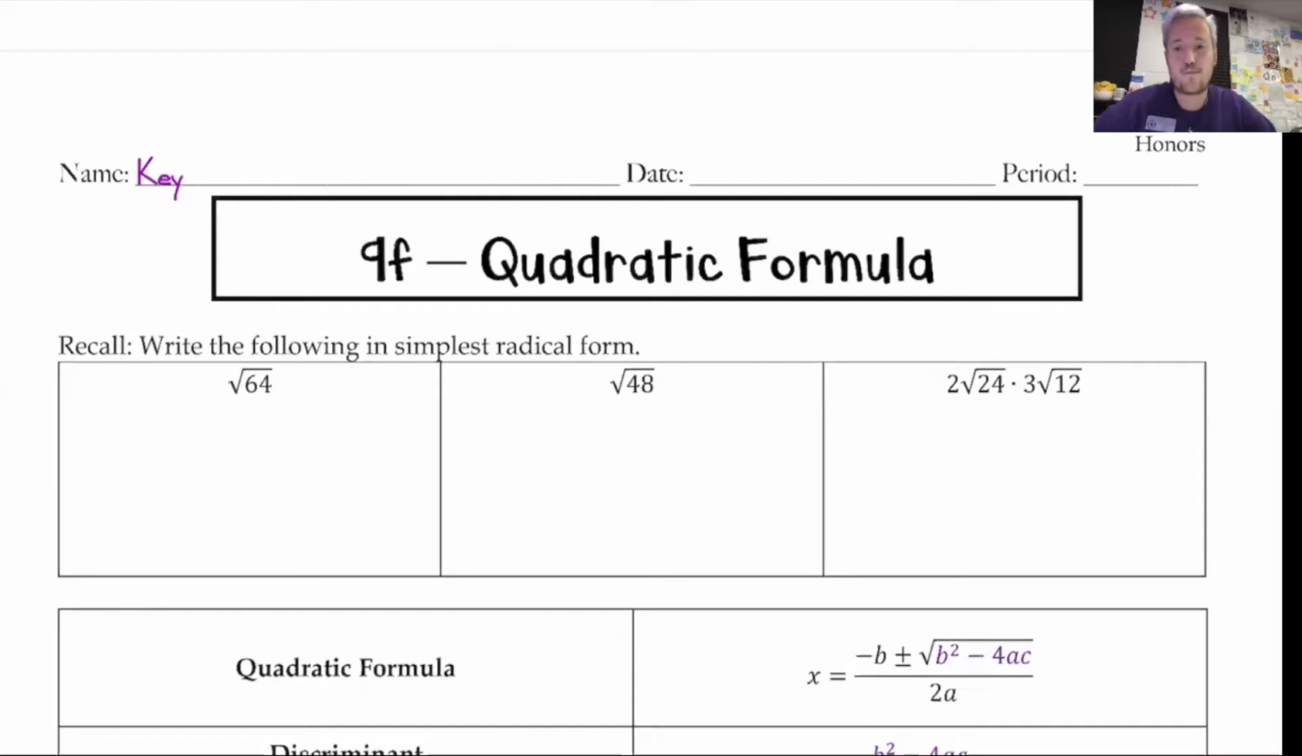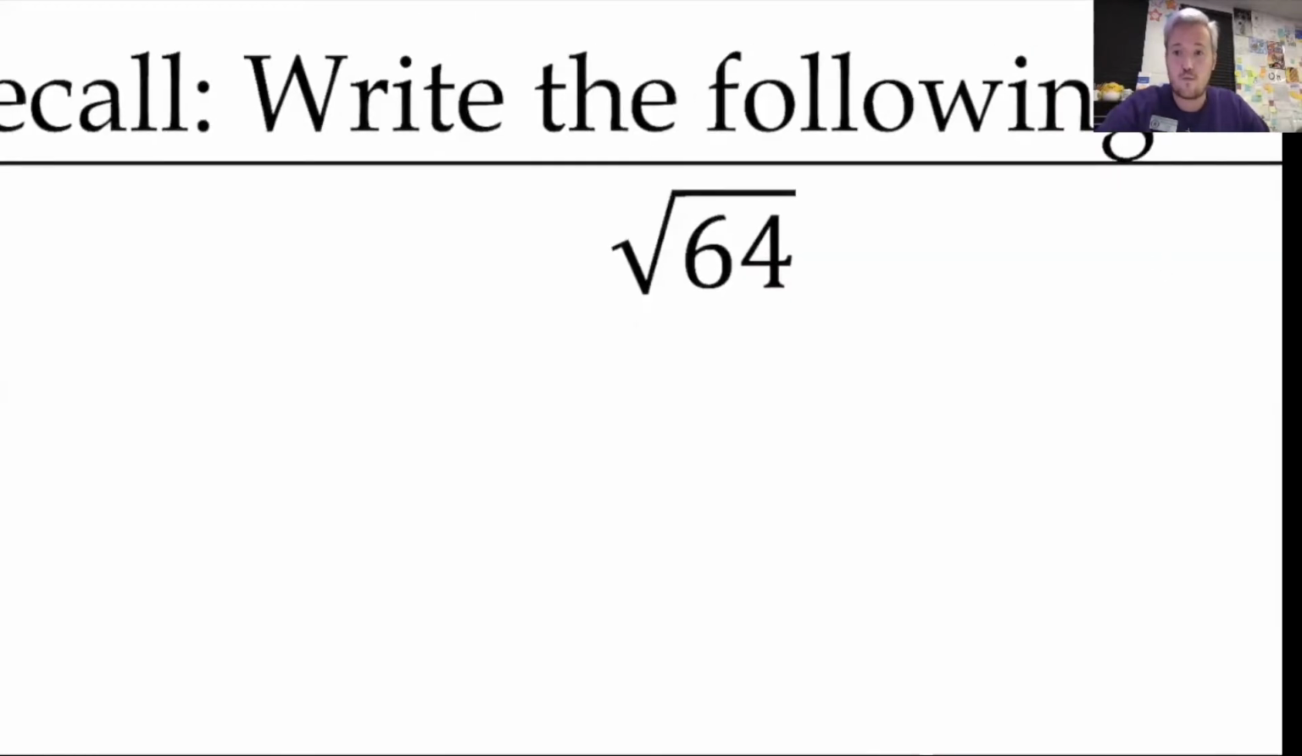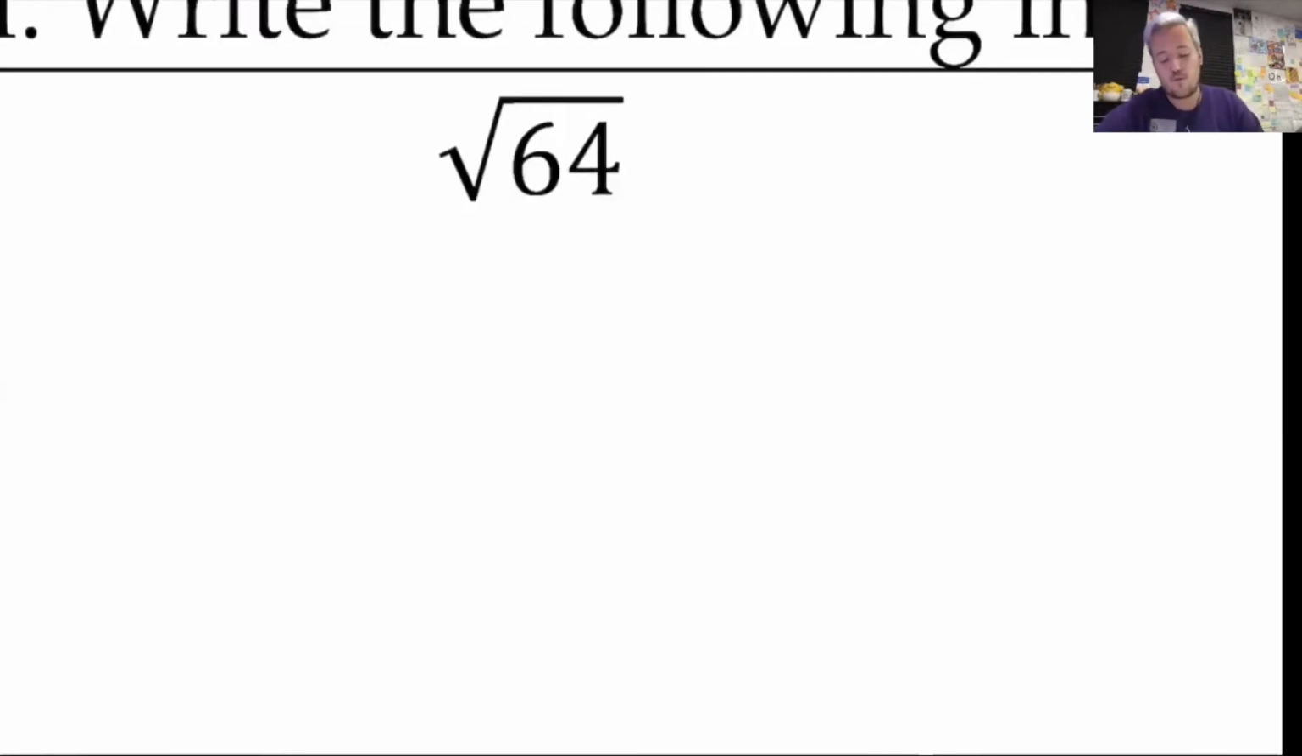Hello. All right. For 9F, we're going to be talking about the quadratic formula. So just to kind of start off and get us acquainted with what to expect, we're actually going to start with simplifying radicals into simplest radical form first. All right. So first we have the square root of 64. So this is a perfect square, which means when you take the square root, it's just going to be a whole number. So it's just plus or minus 8. So this is all we're expected on this first one.